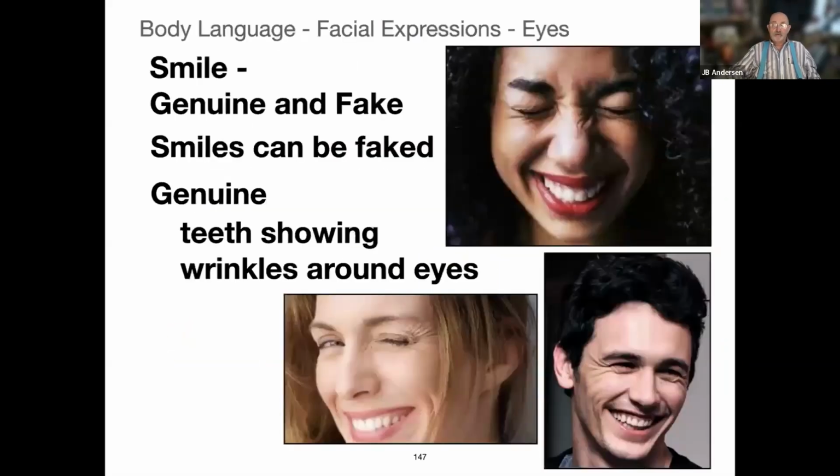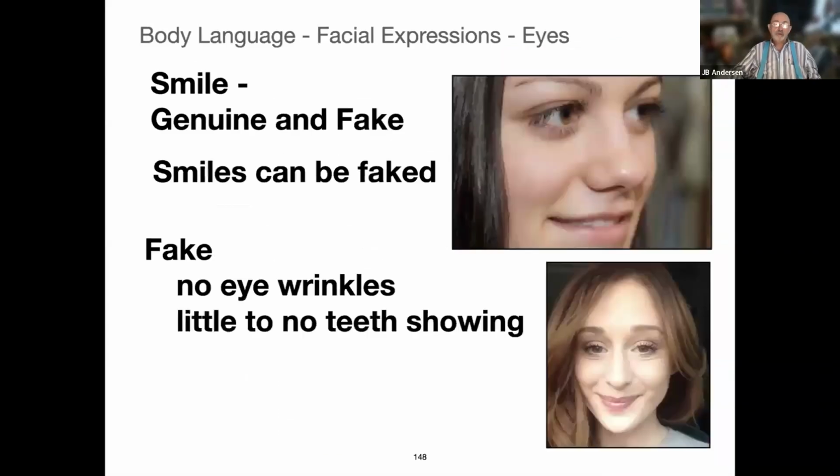Smiles, genuine and fake. Here are 3 genuine smiles, and they have a couple of characteristics. Teeth are showing on all 3 of these people. Look at the wrinkles around the eyes. Eyes are wrinkled, teeth are showing. This is a genuine smile. I like what's going on here.